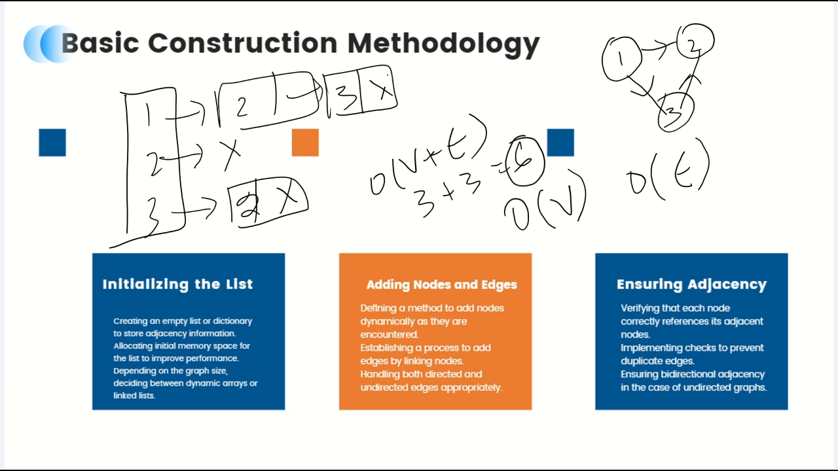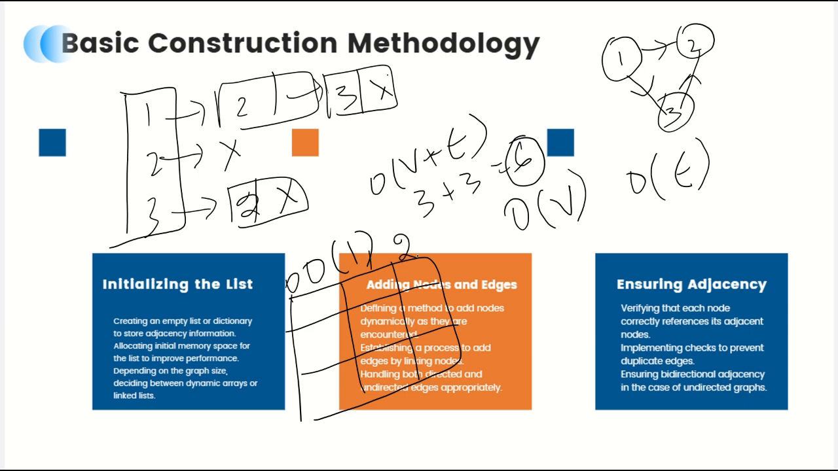Now when it comes to the adjacency matrix, it takes order of 1 to search whether an edge or vertex is present. This is a slight disadvantage that the adjacency list has. Order of 1 in an adjacency matrix to search whether an edge or vertex is present, whereas it takes order of V or E respectively in an adjacency list.